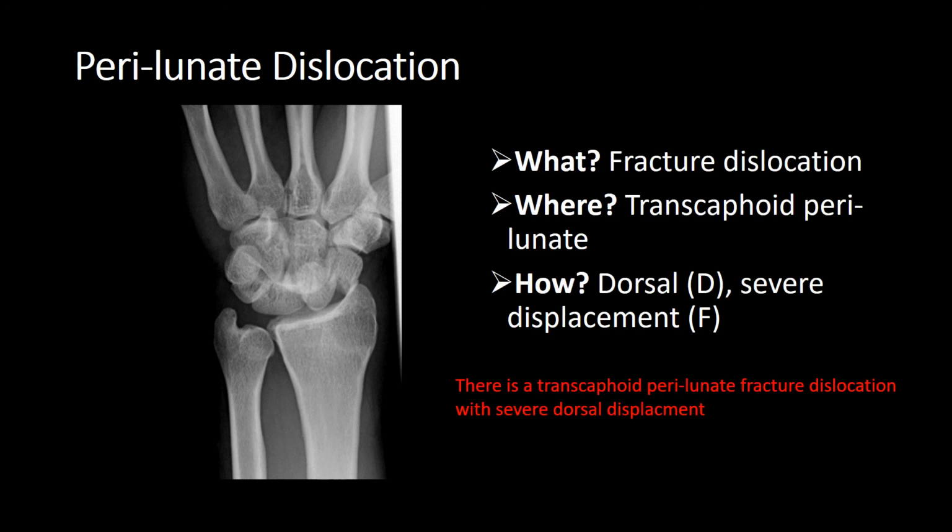So what is it? It's a fracture dislocation where it's scaphoid perilunate. How? It's dorsal for the dislocation and severe displacement for the fracture.